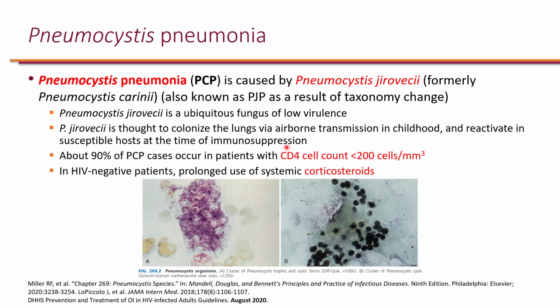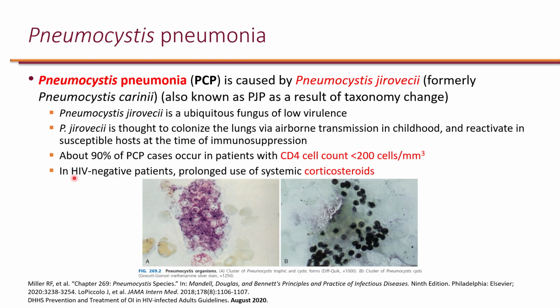Now, because this organism is ubiquitous, it is thought that we all get exposed to it during childhood, and in immunosuppressed patients it gets reactivated. In HIV specifically, it can lead to infection of the lungs and pneumonia. And 90% of PCP cases occur when the CD4 cell count is less than 200. So this is an important cutoff to remember: CD4 less than 200.